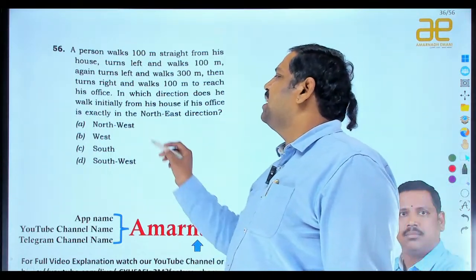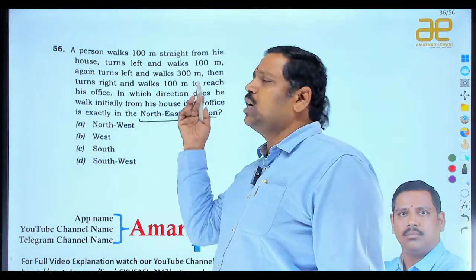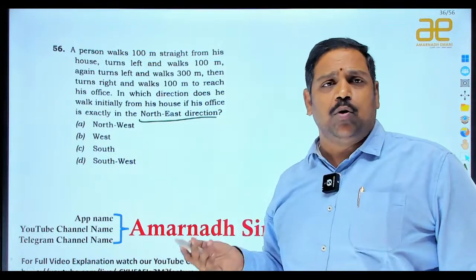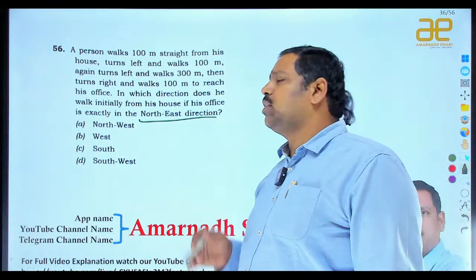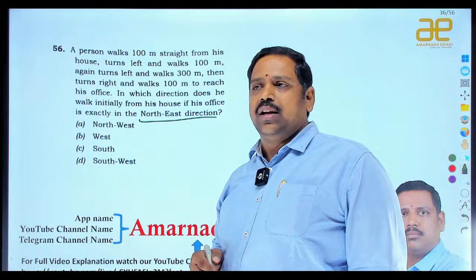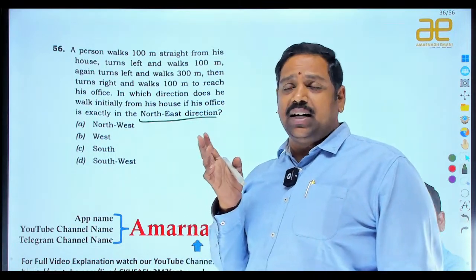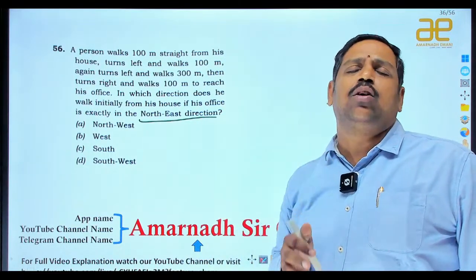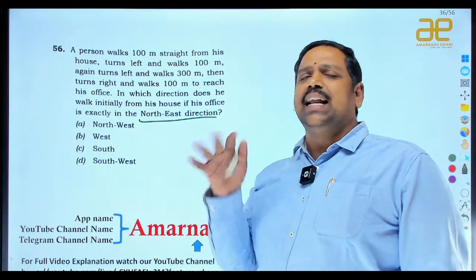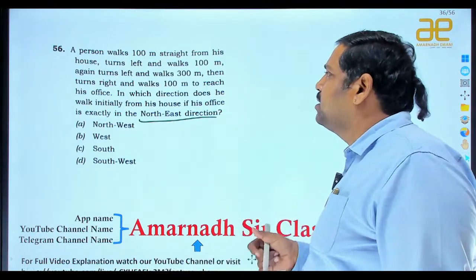His office is exactly in the northeast direction means, from where you started, from home, it is in the northeast direction. You have to understand that the ending direction is specified, but the starting direction is not. Then take anything. Suppose I am taking 100 meters in a straight line.